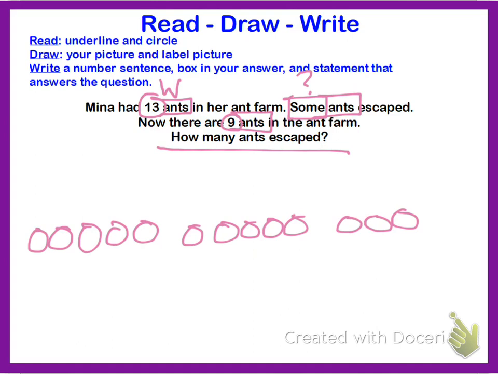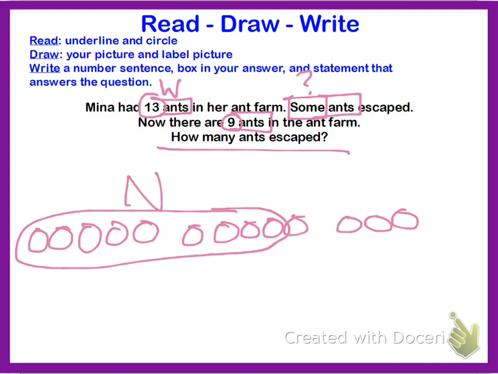Now, we're going to circle the part they give us, which is 9. 9 is the part that they give us. That's how many there are now. And then the rest that we did not circle, that's the ones that escaped. So there's 1, 2, 3, 4 that escaped.